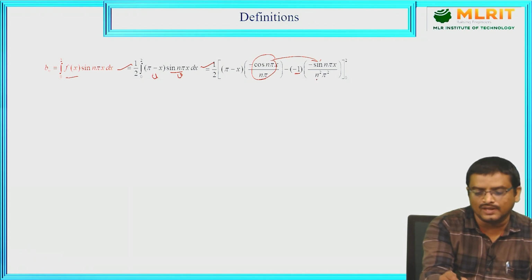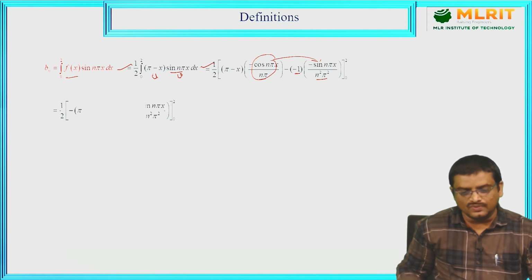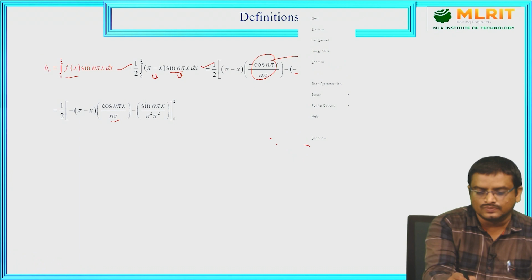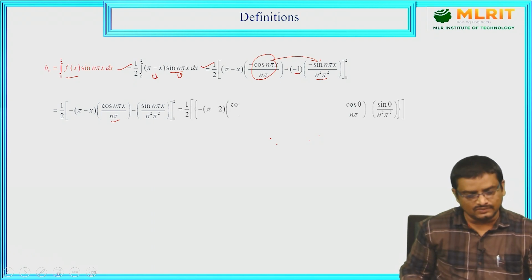So n pi into n pi, you will get n square pi square. Now simplify this. So minus of pi minus x into cos n pi x by n pi, and here minus into minus, minus into minus plus, plus into minus, minus sin n pi x by n square pi square. Now substitute the limits here.